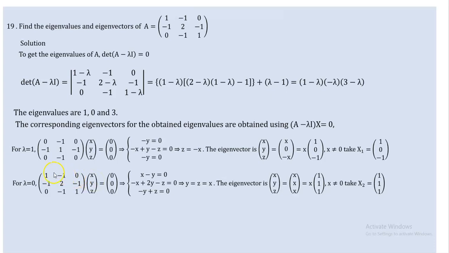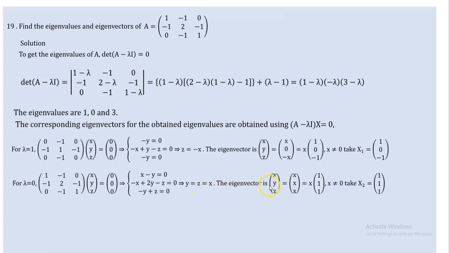As usual, you have to operate this. 1 times x is x, minus 1 times y is minus y, x minus y. Do the same here. Minus x plus 2y minus z, students, is equal to 0 can come. And finally, minus y plus z equals 0 can come. Here, clearly, you can understand that z is the same as y, and y is the same as x. If z is the same as y and y is the same as x, you're having here y is the same as z is the same as x.